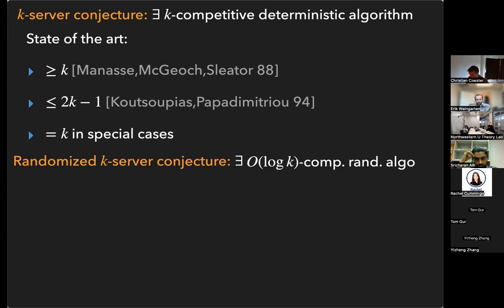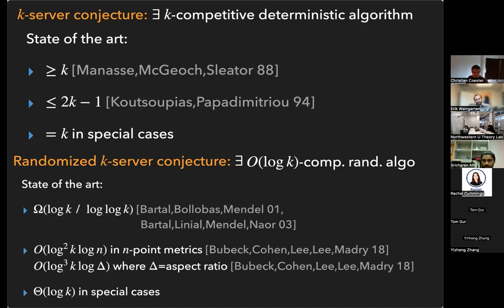So if the algorithm is allowed to use randomization, then for many problems, it's known that this can improve the competitive ratio, and also for special cases of K-server, this is known. So what's the state of the art?